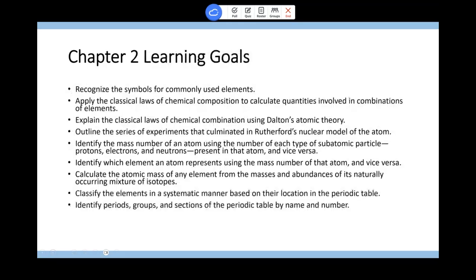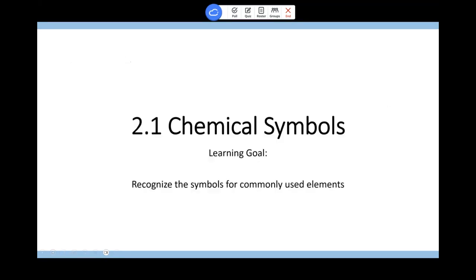So here are the chapter 2 learning goals. I won't read them now. I'll read them when we get to each section that covers the different learning goals. But again, this is a way to keep track of what you're meant to be learning in the different sections.